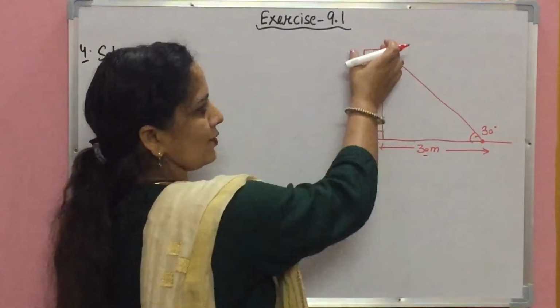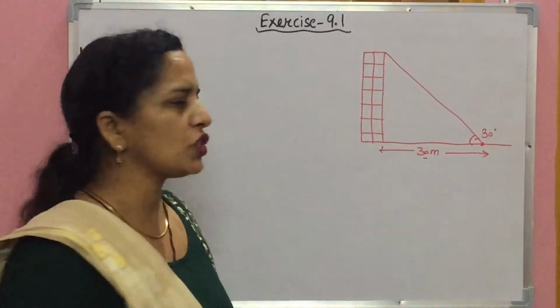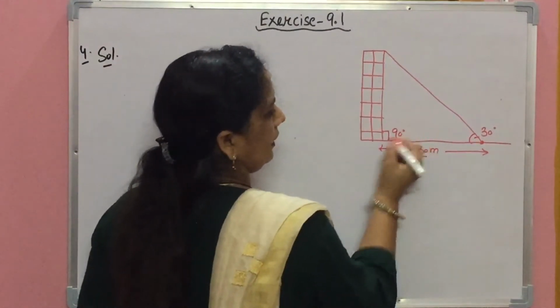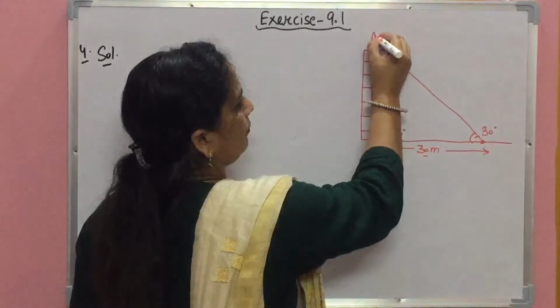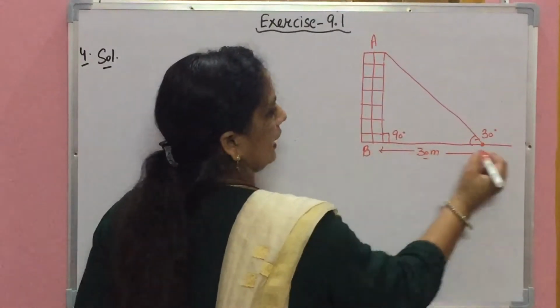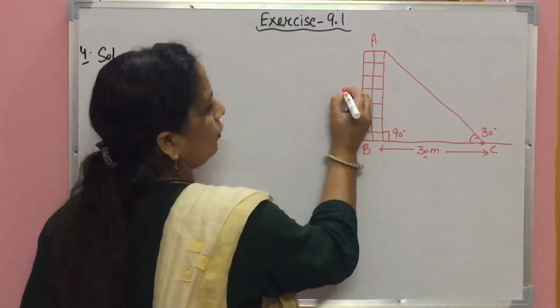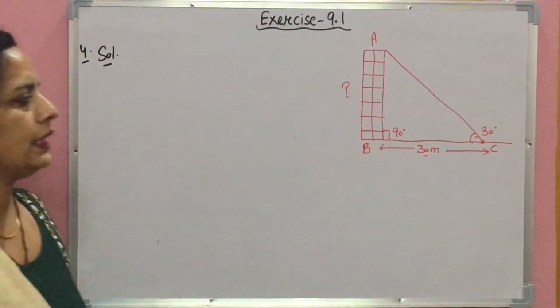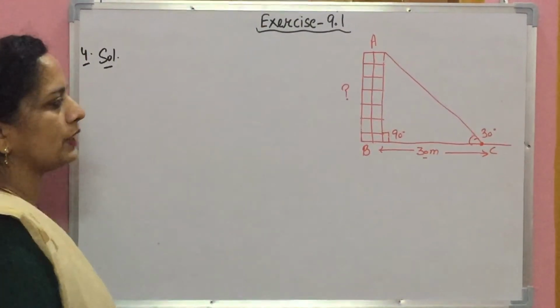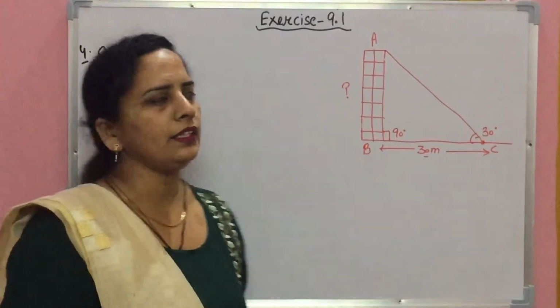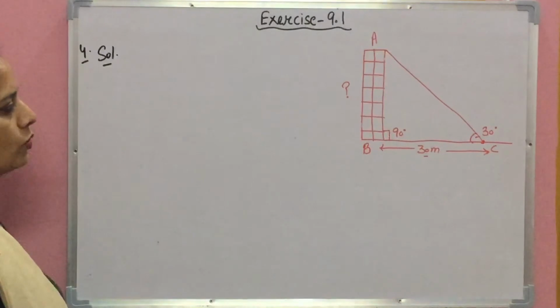Because the tower is always in the vertical position, so we can suppose that this is the angle of 90 degree. So first of all, name this triangle ABC. In this question we have to find out height of the tower. So we can follow the same method in this question because this is also a right angle triangle. So let's do the solution.